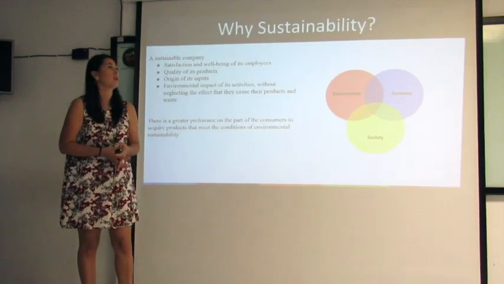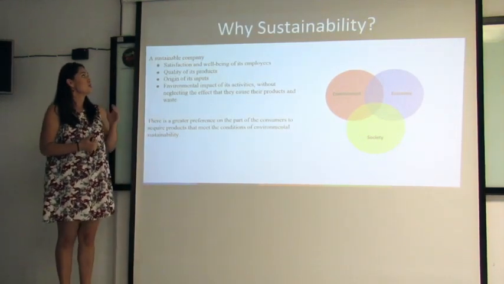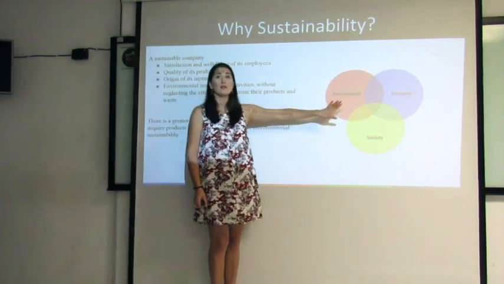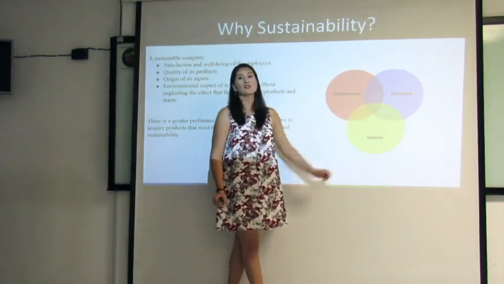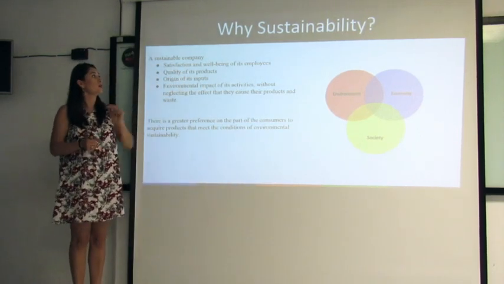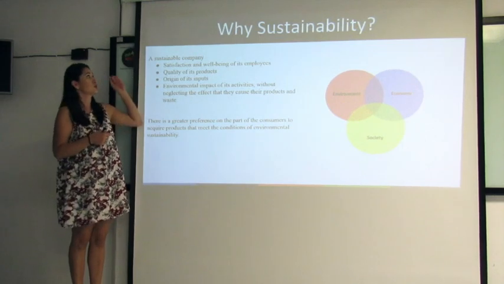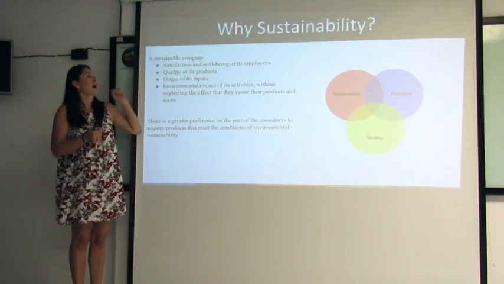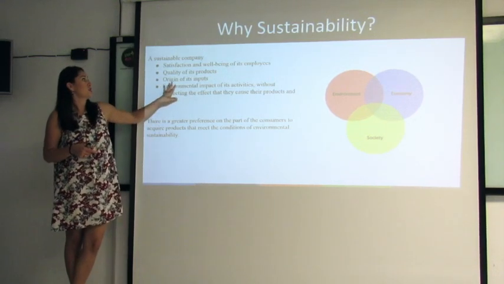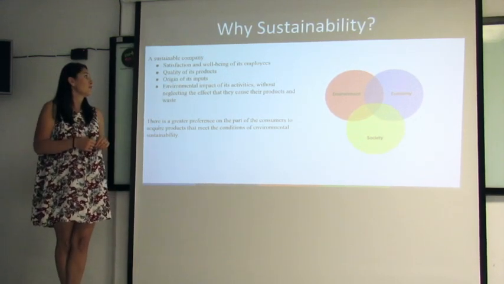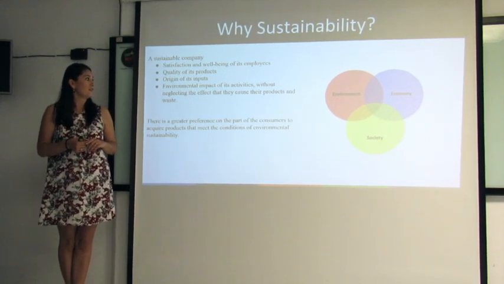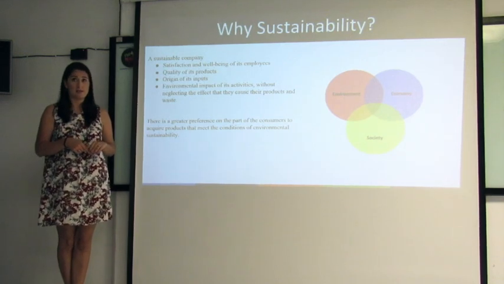Well, first of all, sustainable companies have three major areas. They focus on the environment, on the economy, and the society. Companies need to satisfy the well-being of their employees in order to be sustainable. They also worry about the quality of their products, the origin of their inputs, and the environmental impact of their activities, without neglecting the effect that they cause with their products and waste.